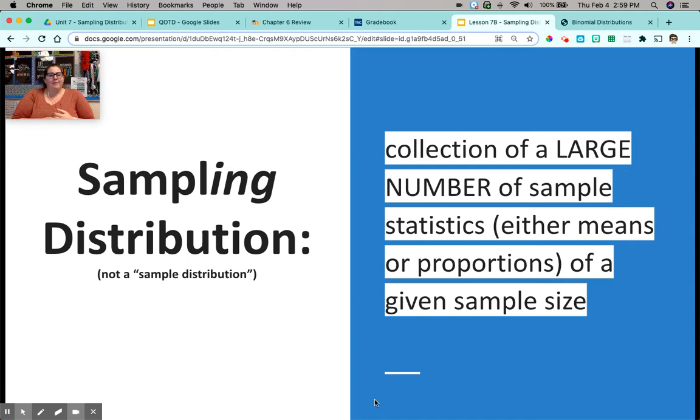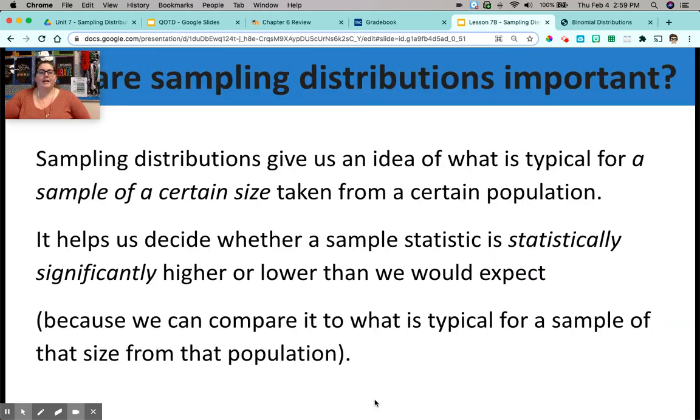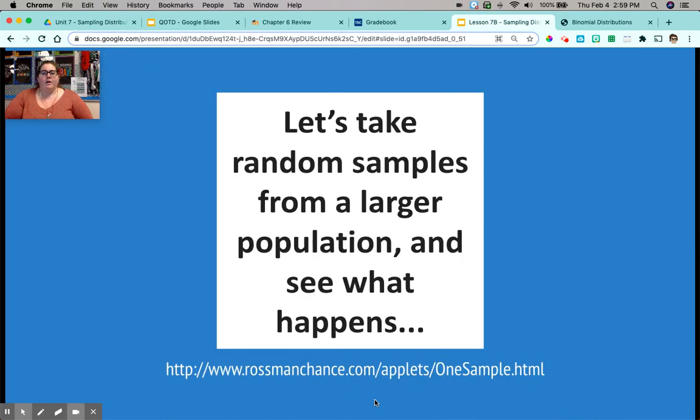Are we being asked about the probability around a sample mean or a sample proportion? Because if so, then we need to think about a sampling distribution. And again, the reason these are important is because it gives us an idea of what is typical for those sample means or sample proportions, and it allows us to compare a specific sample statistic to what that group of sample statistics looks like or is typical.